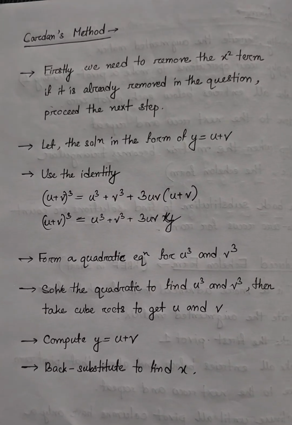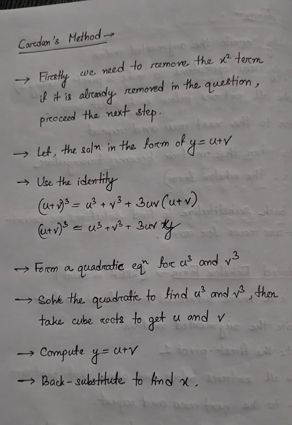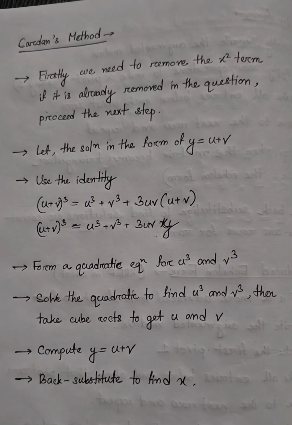Hello everyone, today we will discuss some of the mathematical methods and their steps briefly. Firstly, start with Cardan's method. In this method, firstly we have to remove the x squared term. If it is already removed in a question, we must proceed to the next step.